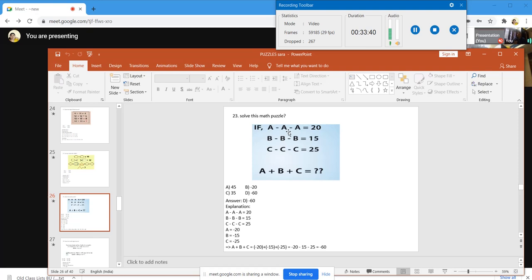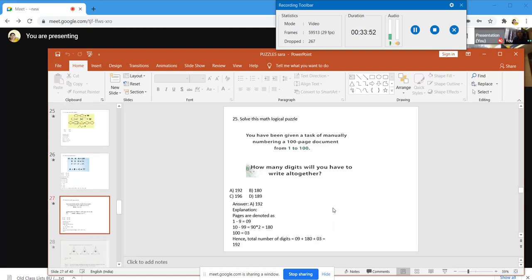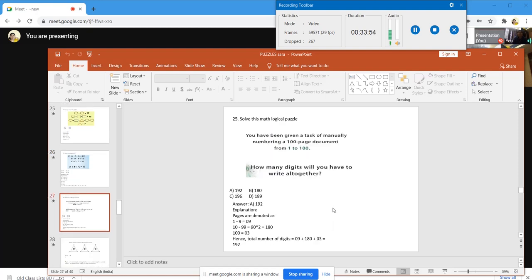So what you have to consider: plus A and minus A will be cancelled. A minus A is equal to minus 20. Likewise, you can find out the answer. Then you know A, B, C, and when you add them the answer is minus 60. So that's why you consider it a math puzzle.